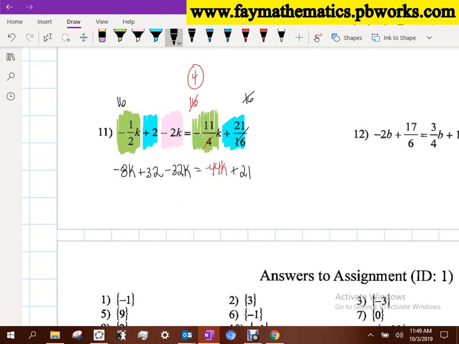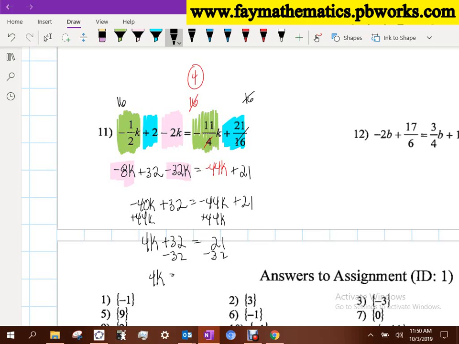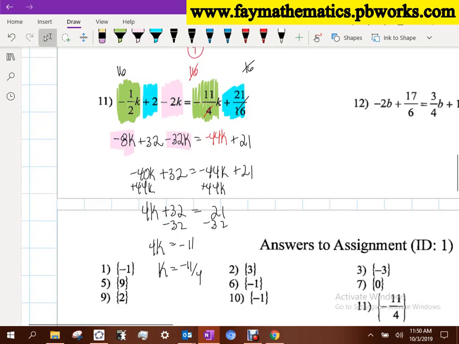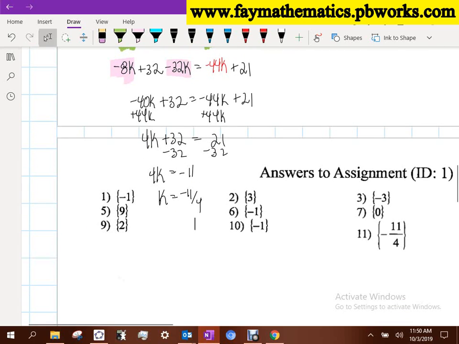So now it generates an equation that's very simple to solve. I add my k's on this side, so it's going to give me negative 40k plus 32 equals negative 44k plus 21. So I'm going to add 44k to both sides. Gets 4k plus 32 equals 21. I'll subtract 32 from both sides. Okay, so it's going to be 4k. 21 minus 32 is negative 11. And then negative 11 fourths ends up being the answer for this one.